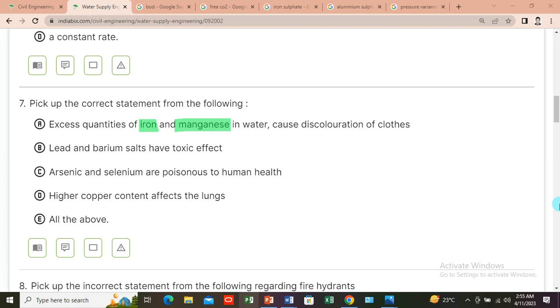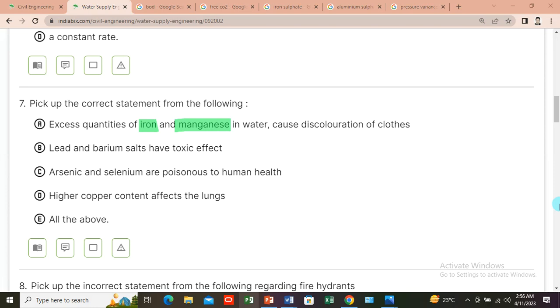Lead and barium salts have toxic effects. These are two salts. Lead, you have to decide and write in the comment box. Lead and barium are two salts, but do they have a toxic effect?